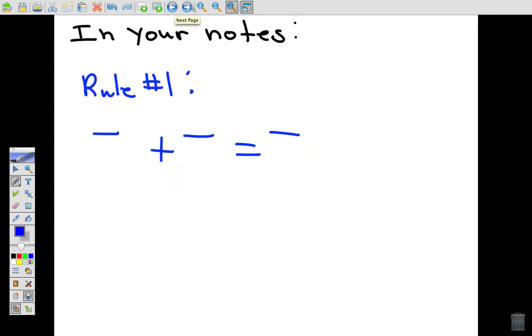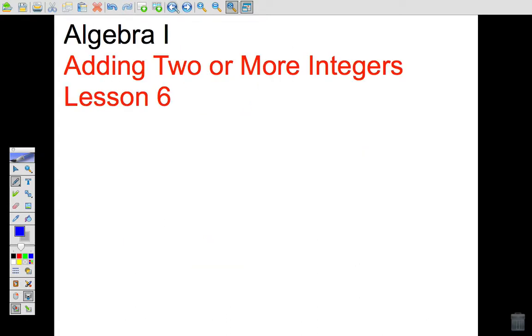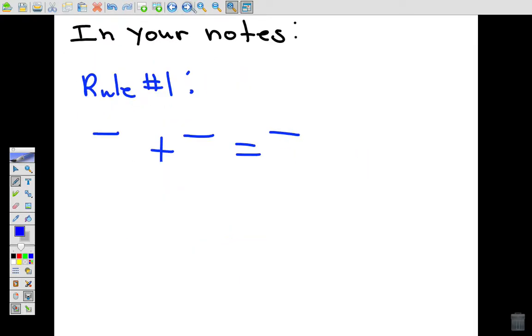Now to start with, I want you to, first of all, label your notebooks. This is lesson 6. Make sure you put lesson 6, and you write down the topic, adding 2 or more integers. Now the first thing I want you to write down in that part of your notebook is rule number 1. There are 2 rules for adding integers because there are 2 types of situations that we have.